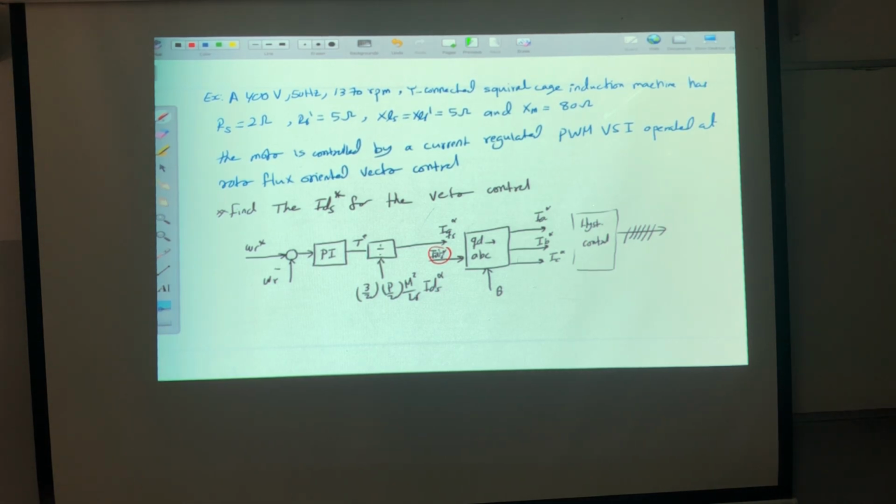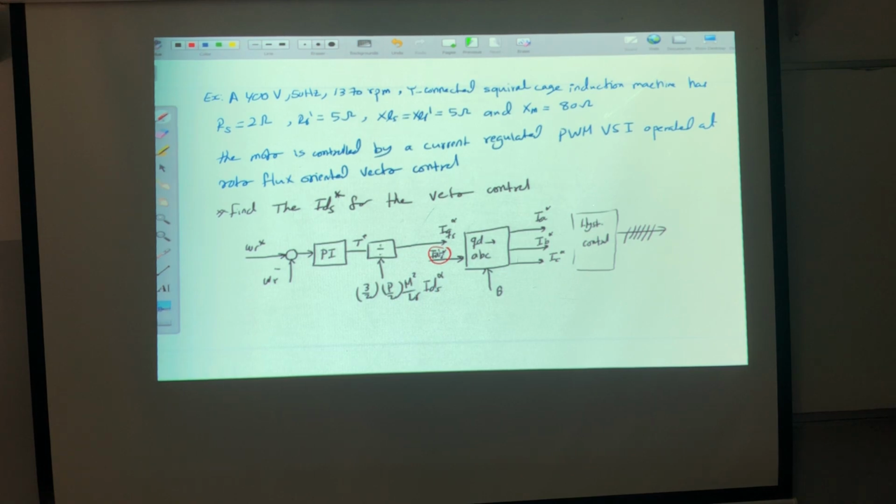Why? Because I can use the PI control. The PI control is more powerful if the reference is constant. If the reference is alternating, in this case the PI control will be not accurate. That's why we go to the hysteresis current control. But here, the idea is to calculate the ID reference of the controller. I need the ID reference to proceed. So how can I find the IDS reference?